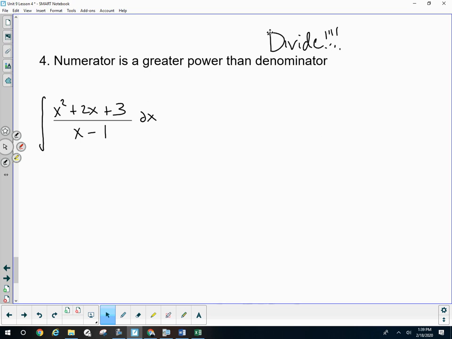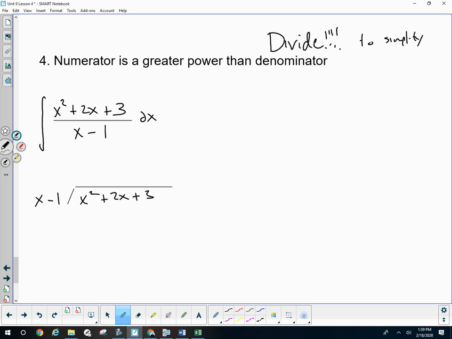We need to remember long division or synthetic division of polynomials. We need to simplify this by dividing. So I need to take x minus 1 and divide it into x squared plus 2x plus 3. You could do this if it's just x minus a number or x plus a number using synthetic division. Synthetic division is very easy if you remember how to do it. You will place the root. The reason why they place the root is so that we end up adding, versus here the situation is we'll subtract. And then we'll place the coefficients.